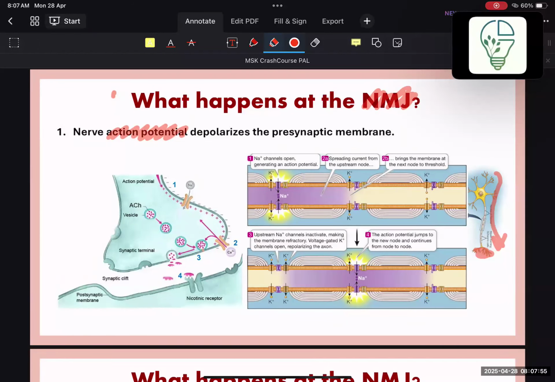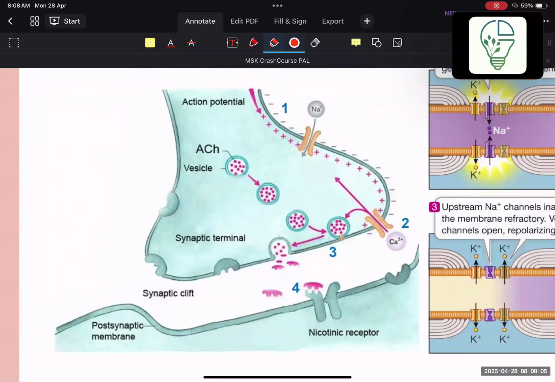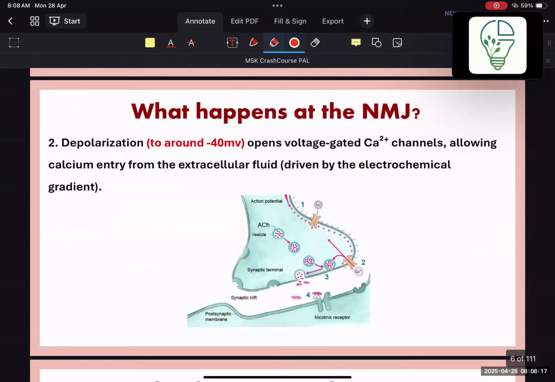Okay? And essentially what an action potential does is that it depolarizes the presynaptic membrane. So if you take a look at the diagram over here, we can see that we have positive charges going down and across the presynaptic membrane. Obviously, that is because of the depolarization. And that is the first step. Now, what does this depolarization do?